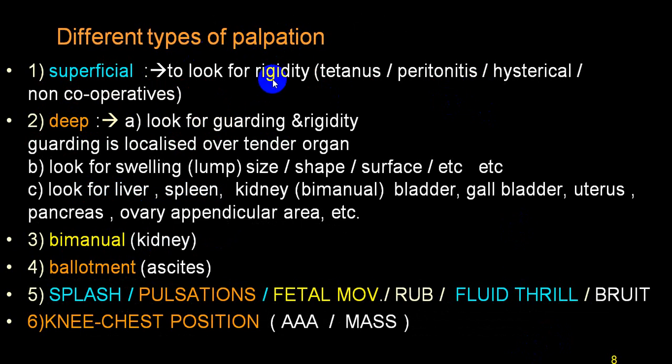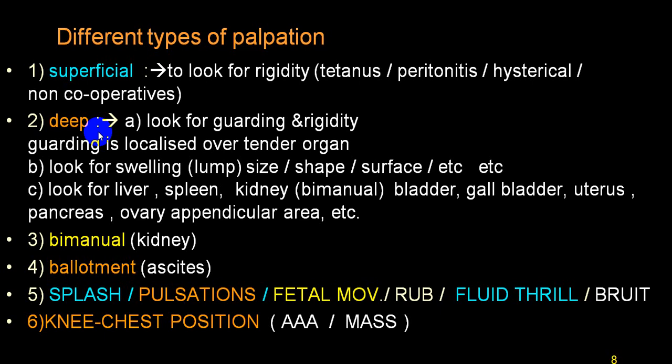Superficial palpation is mainly to look for rigidity, and I already mentioned tetanus and peritonitis are the most common conditions. Once in a while you will come across a person with a psychological disorder, a hysterical individual, who will keep the abdomen tight, and when you divert the mind, you will be able to pick up whether it is true rigidity or pseudo rigidity. In a non-cooperative person also, the person will suddenly contract the abdominal wall muscle, and you will get a false finding of rigidity.